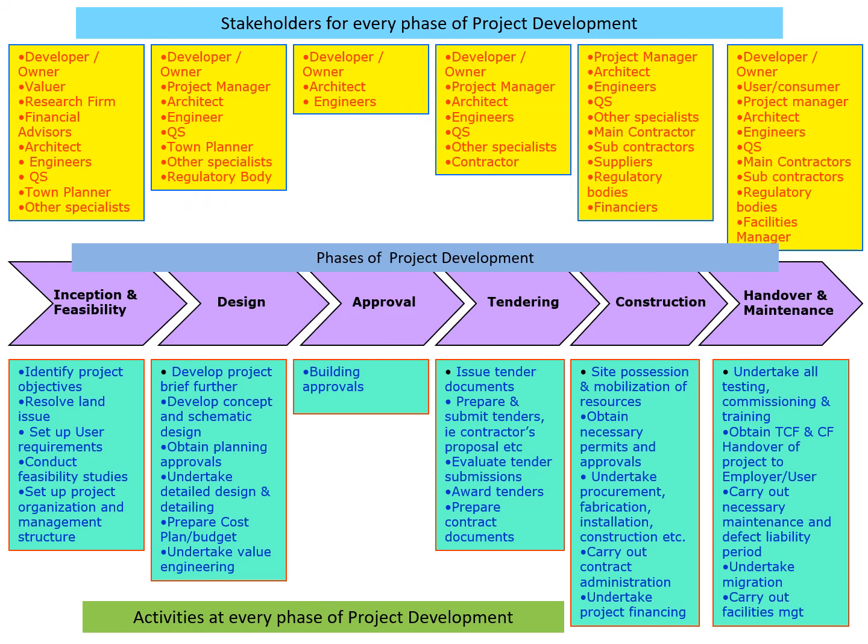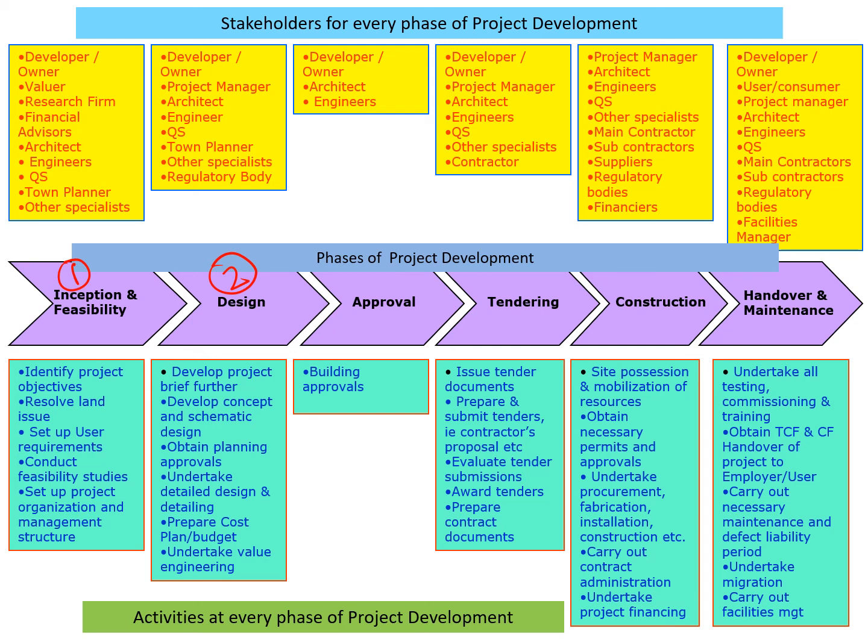Okay, so this is the phase of the development, project development. It starts off with inception and feasibility. What will happen during this stage? You will need to identify the project objective, resolve land issues, set up user requirements, conduct a feasibility study, and then set up the organization and management structure. And these are the stakeholders who will be involved in that phase. All right. Moving on, we will have the design phase. These are the activities and these are the stakeholders.